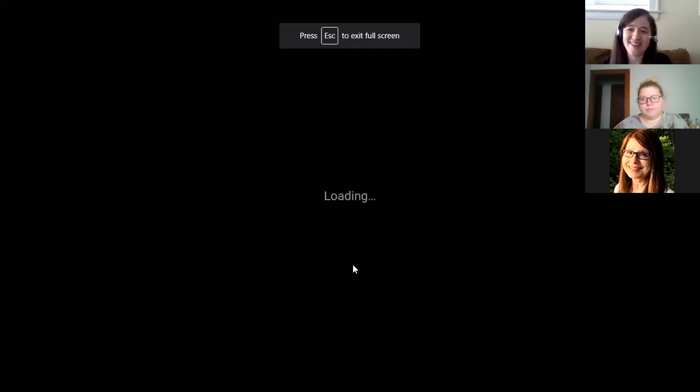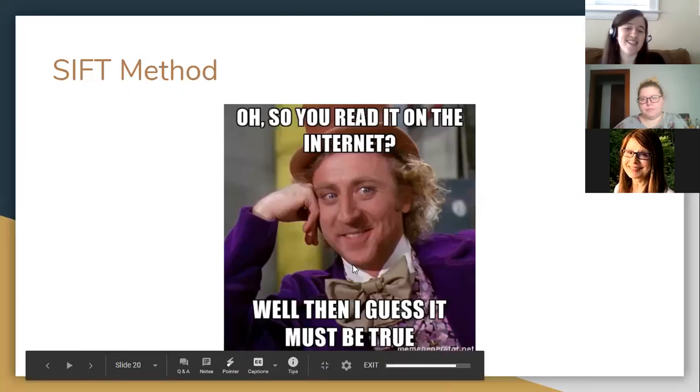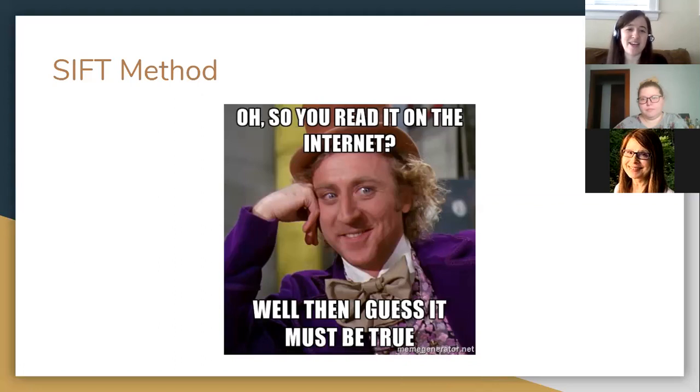Okay, so for some fact-checking strategies, we're going to use something called the SIFT Method. It was developed by Mike Caulfield, who's a communications professor, and I really like it. Instead of asking you to do an in-depth deep dive into every single thing you might want to share on social media or wherever, it's a very realistic approach that helps you make quick, fairly reasonable and still careful decisions about what you share online.